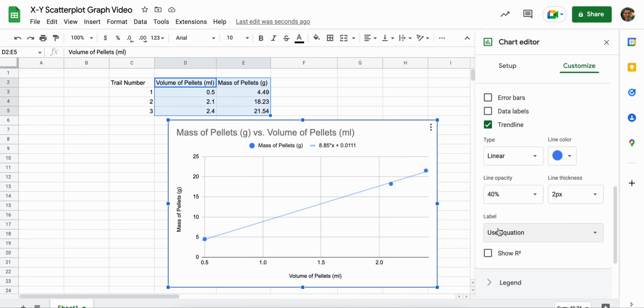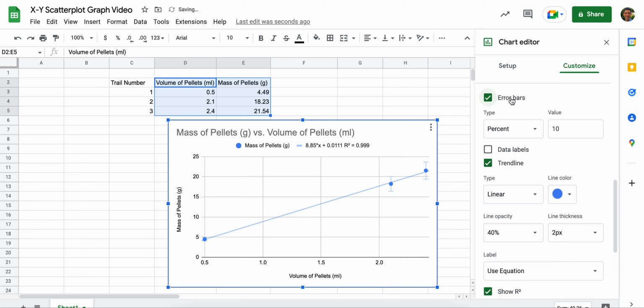Now, we can also show R squared values and also error bars. Now, the R squared, it can never be above 1, but the closer it is to 1, the closer all of your data points are to the general trend line. So higher is better.